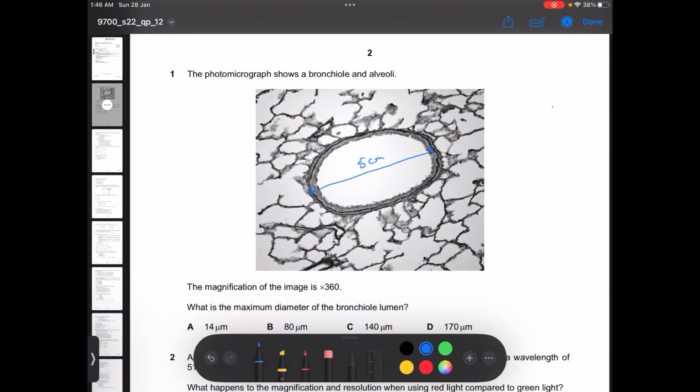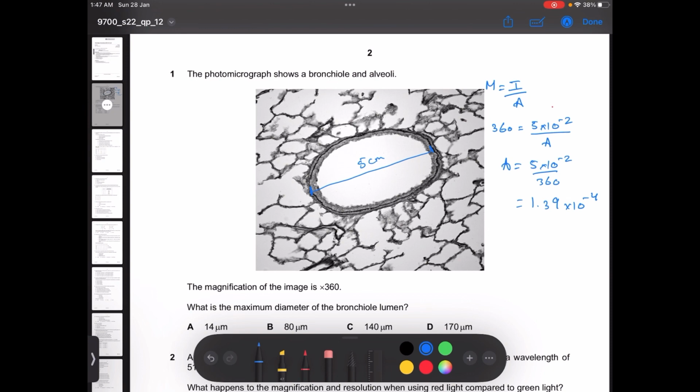By using the formula, magnification is equal to image size upon actual size. We are using this formula because the magnification is given, and the image size we found by using the scale, so we need to find the actual diameter. So this is 360 the magnification, image size is 5 into 10 to the power minus 2, I converted it into meters, and the actual size. To find the actual size, 5 into 10 to the power minus 2 upon 360, so it will be 1.39 into 10 to the power minus 4.